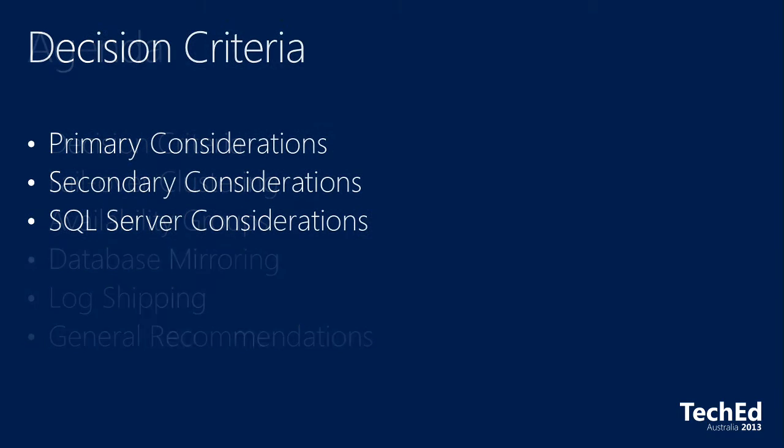So let's get underway. With the decision criteria, this is not an exhaustive set, but I wanted to impress on people a couple of things: what your primary considerations are when deciding upon a high availability technology solution, secondary considerations, and also a little bit of SQL Server considerations as well. Just to get a little bit of participation, what would you suggest are the primary questions or drivers when you're designing a high availability solution? The cost of the solution, yes.